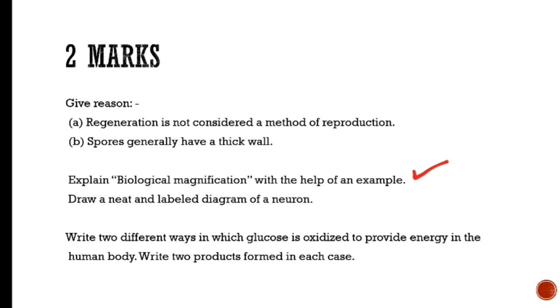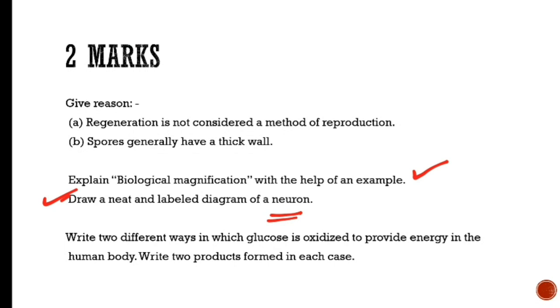Moving on to the next, draw a neat labeled diagram of a neuron. So you are expected to draw a neuron. You have to label the cell body, dendrites, then you will have to label axon, myelin sheath, Schwann cells, axon terminal. Please make sure that you practice all the diagrams.